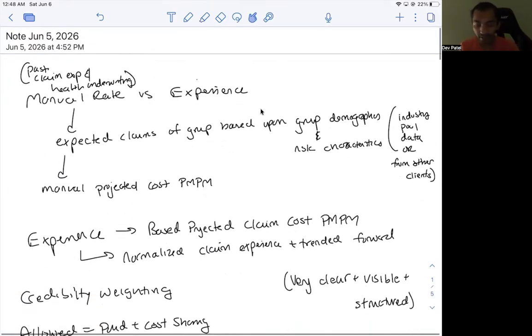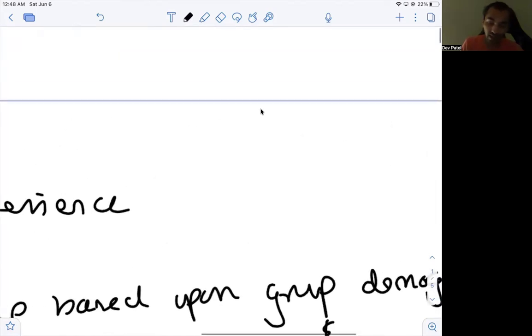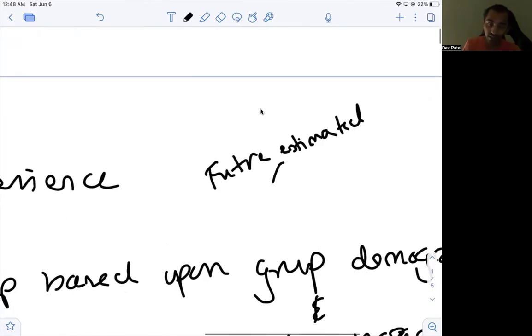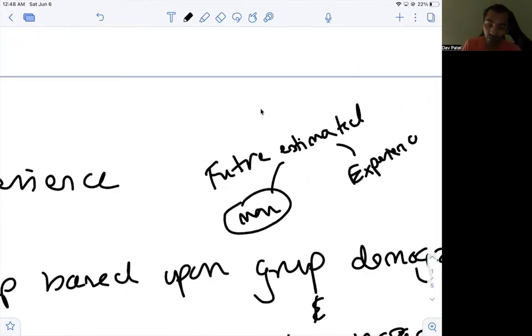So what are we building here? What are we estimating? At a high level, we are estimating future expected claim costs. How are we doing that? We are doing that by calculating two rates, manual rate and an experience rate. Manual rate is from our group characteristics, it's almost a heuristic or a formula you're following based upon these group characteristics, these group risk factors. We have this proposed manual rate.